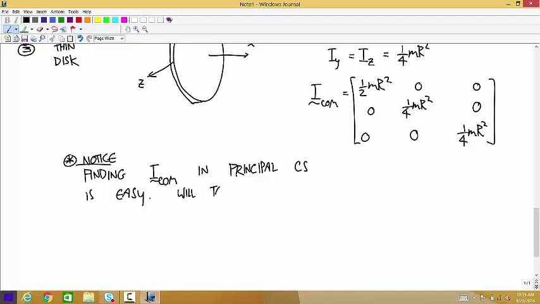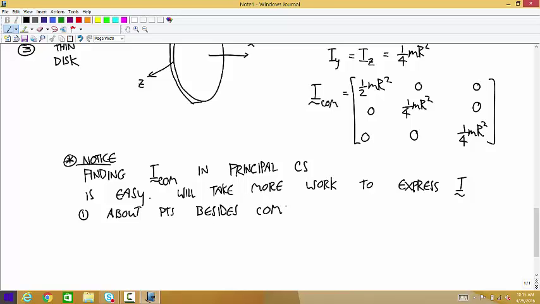So it will take more work to express the mass moment of inertia matrix first about points besides the center of mass, and second in coordinate systems other than the principal coordinate system.